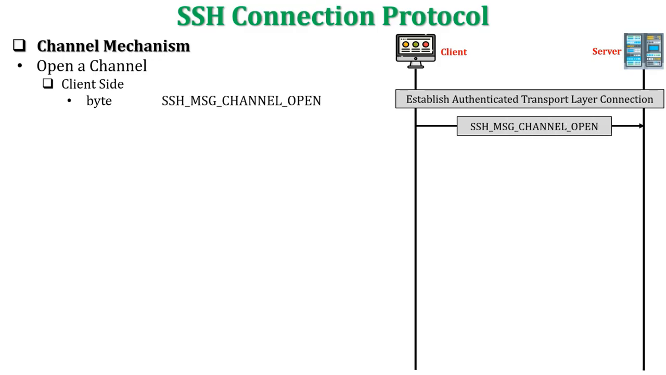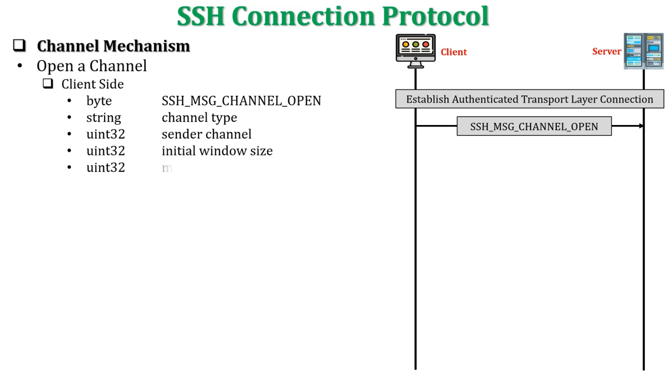This message includes the following things. The first one is channel type. The second one is sender channel. The third one is initial window size. And the fourth one is maximum packet size. Here in this message, the first element is channel type. We will discuss channel type in the next function.